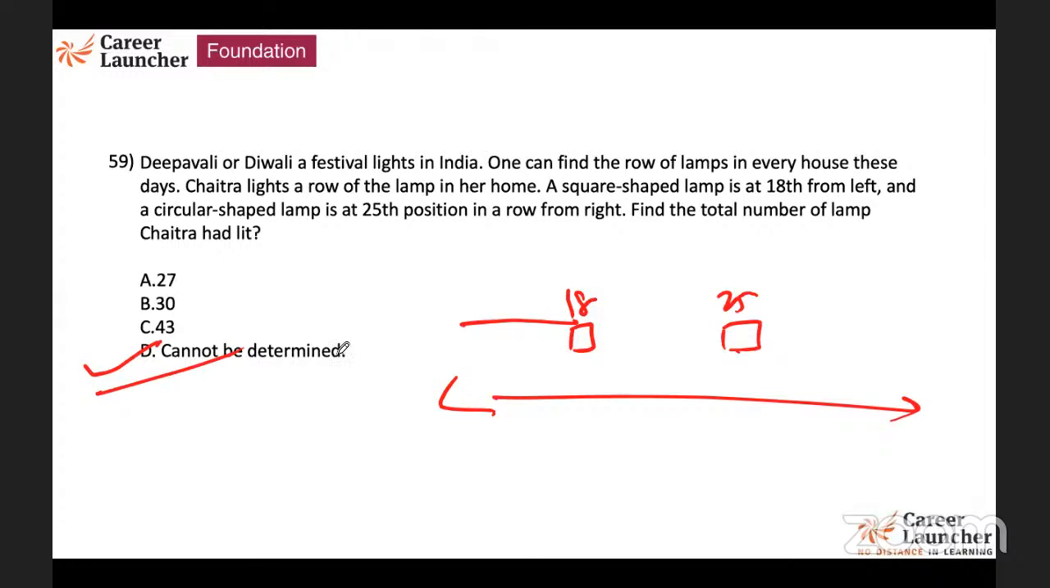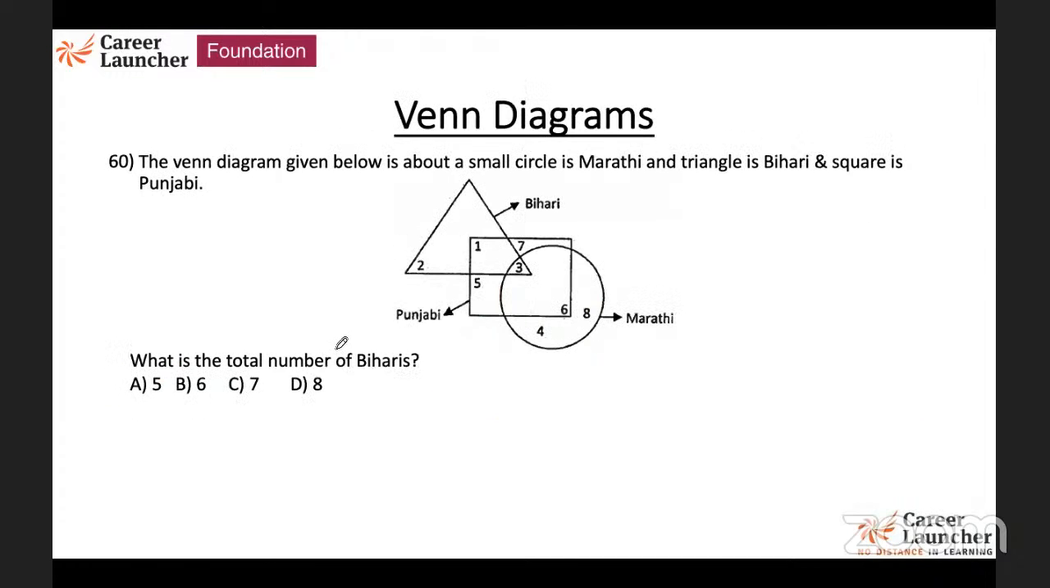Okay. So I'll just solve a few. A couple of very, very quick Venn diagram questions we'll solve. Very nice questions these are. The Venn diagram given below is about a small circle in Marathi, triangle is Bihari, and square is Punjabi. What is the total number of Biharis? Biharis is this one, this entire thing. 2, 1, 3, 6 is the answer.